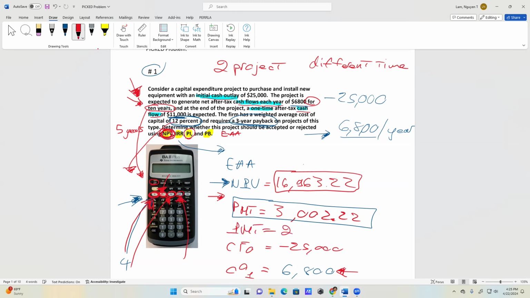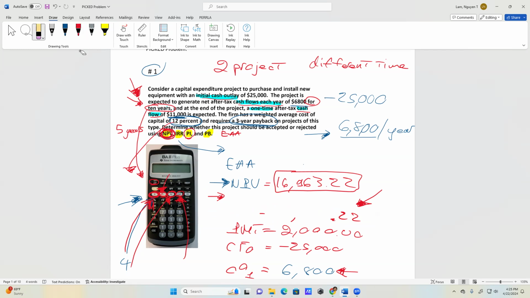Let's say another project gives a payment of 2,000, right? Then this project is better. This 3,000 payment each month is a better project to take. So this is the EAA.